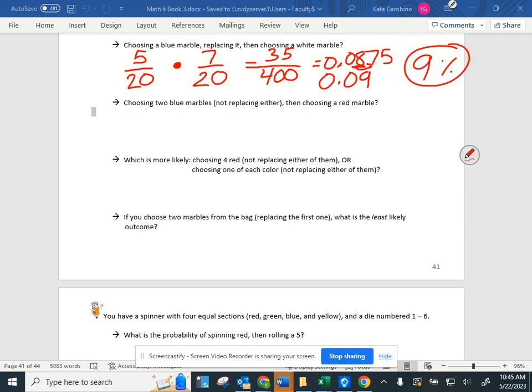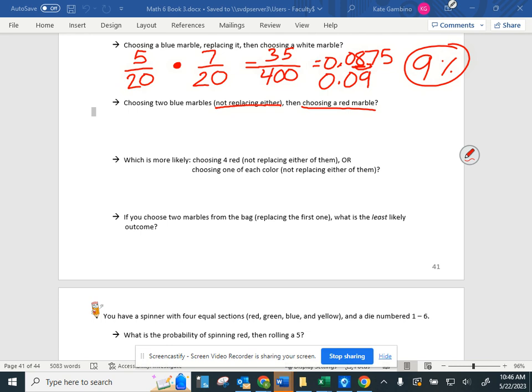Lucia, when you're not replacing, with the other denominator, you subtract 1. So when we had 20 marbles, we took a marble out, we did not replace it. Now all that's left in the bag is 19. That's only for the not replacing. All right, choosing 2 marbles and not replacing either, then choosing a red marble.